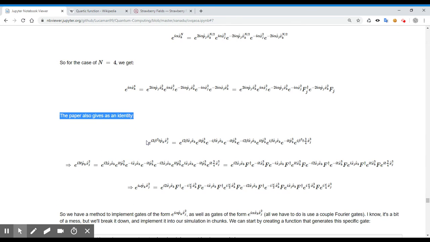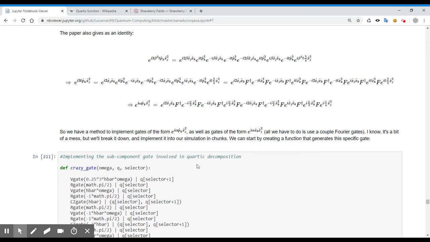The paper also gives us an identity. So we have a method to implement gates of this form as well as gates of this form. All we have to do is use a couple Fourier gates. I know it's a bit of a mess, but we'll break it down and implement it into our simulation in chunks. We can start by creating a function that generates a specific gate.